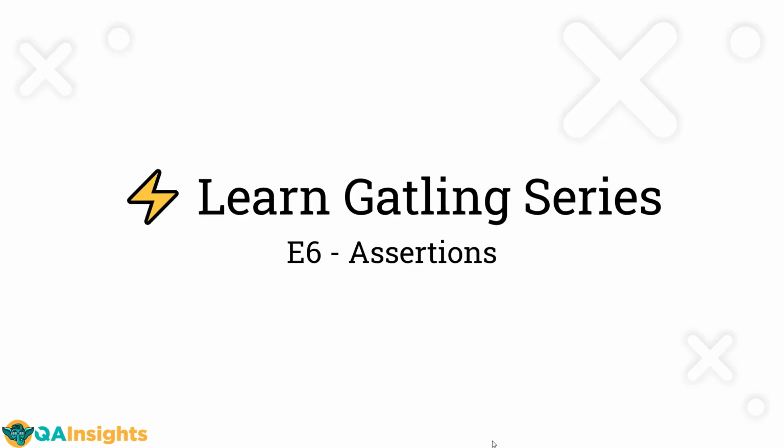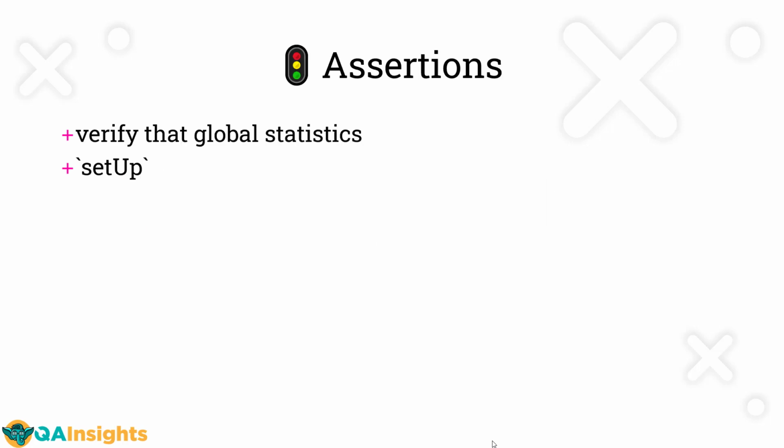Welcome to Learn Gatling series. In this episode 6, we are going to learn about assertions in Gatling. Assertion helps you to verify the global statistics. For example, if you want to verify the response time or requests per second or failed requests, then you have to define the assertions inside the setup population.